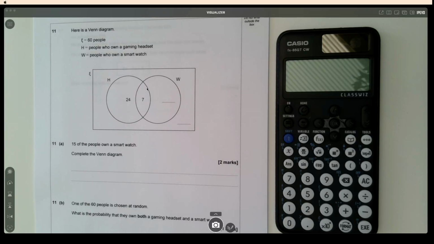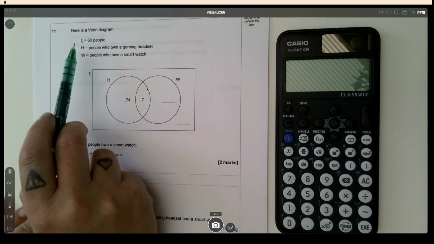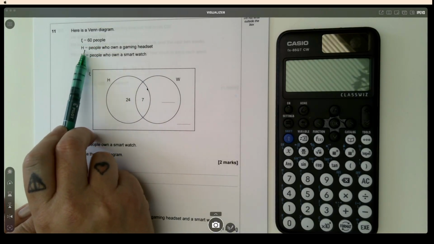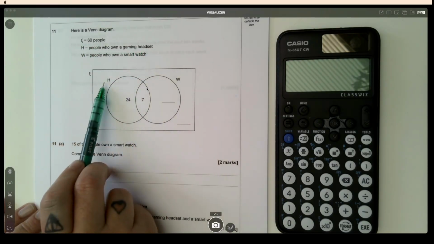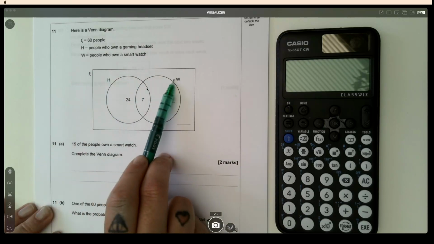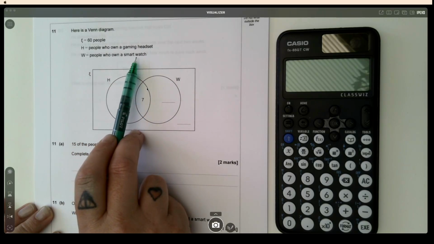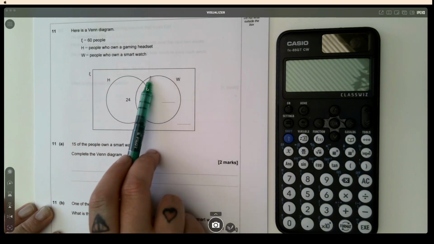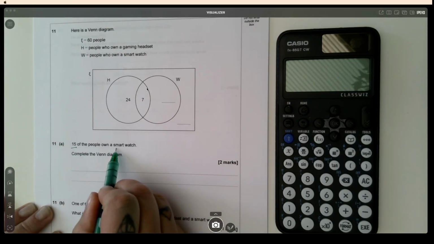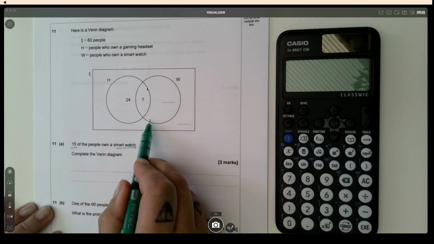Question 11. Here is a Venn diagram. So we have a set of 60 people. H are the people who own a gaming headset. So we've got H, and that's this circle of the Venn diagram here. W here are people who own a smartwatch. So that circle are people who own smartwatches. 11A, 15 of the people own a smartwatch. Complete the Venn diagram.